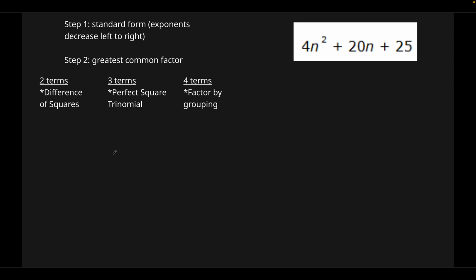We've done difference of squares. Let's talk about the other one. All right, step 1, is it in standard form? Yes. Is there a greatest common factor? No, there's not. Step 2 is done.